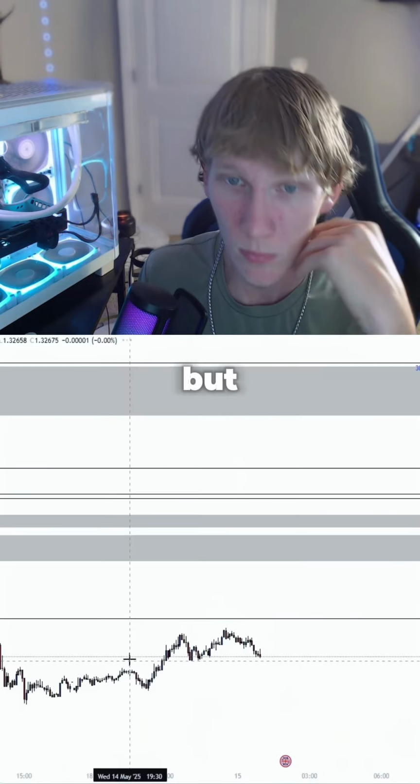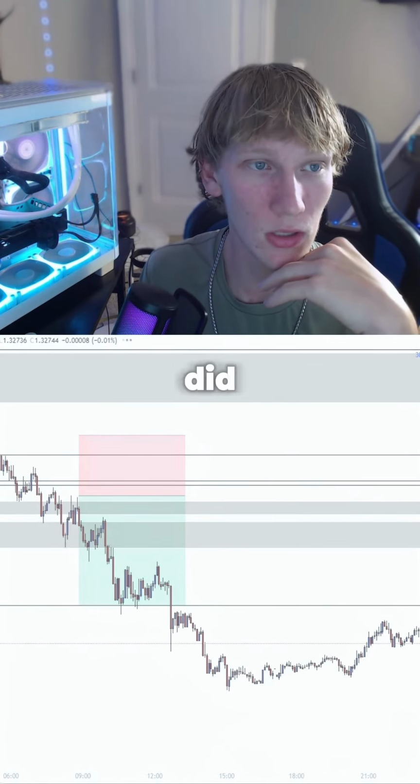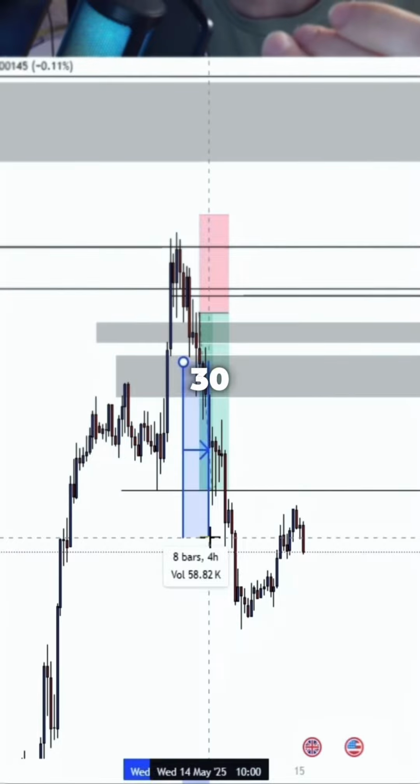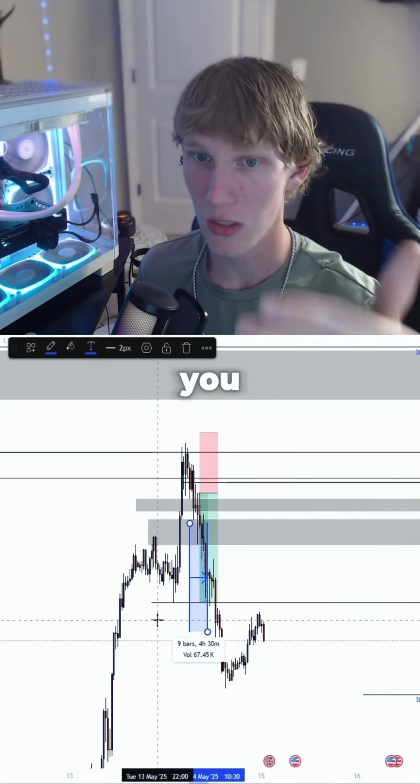Let's be real now. But as you can tell, boom, came down. How long did this trade take? Let's quickly check. 4 hours and 30 minutes. And you do not have to stare at charts. You place a trade and you walk away.